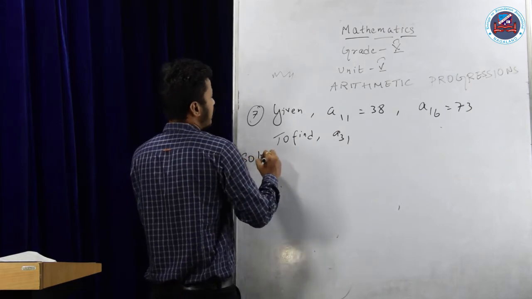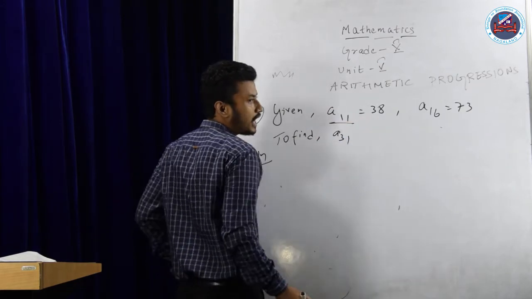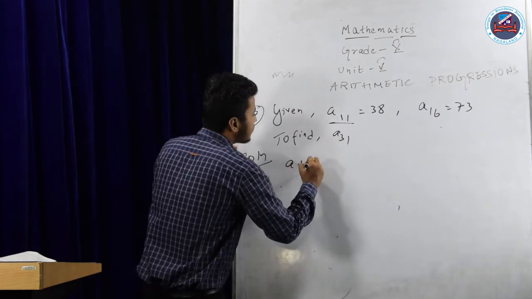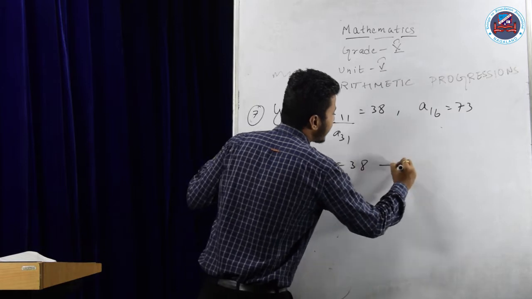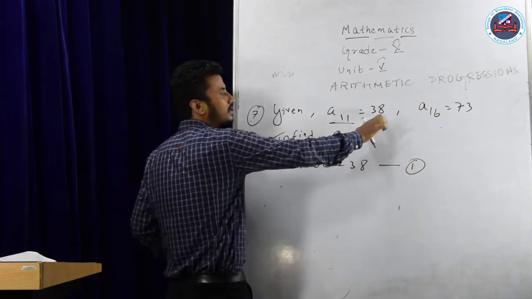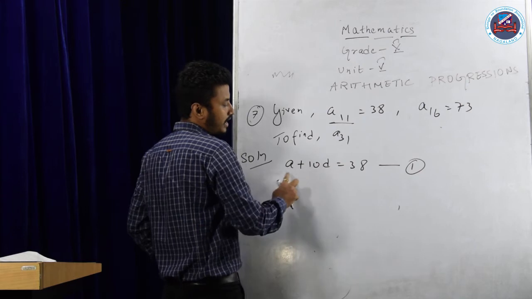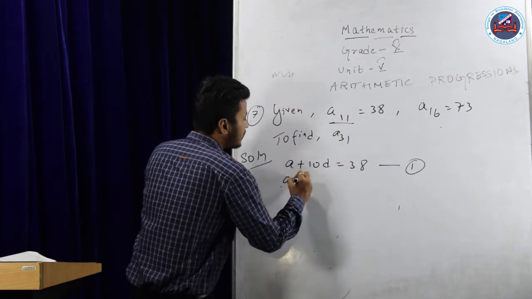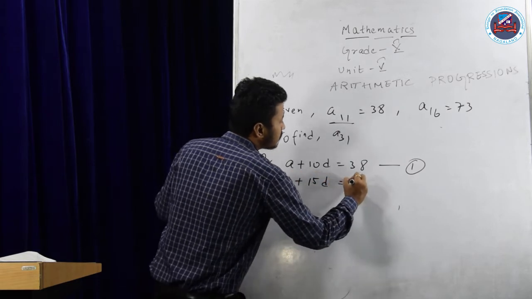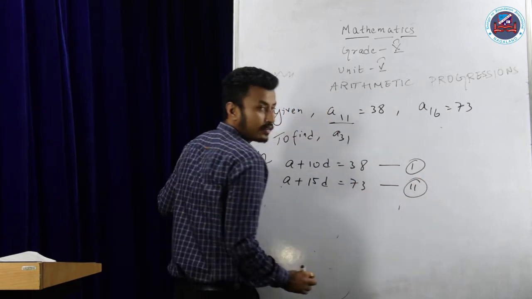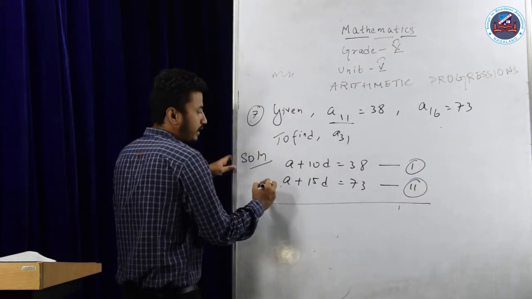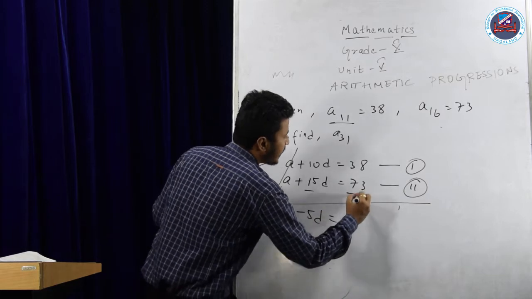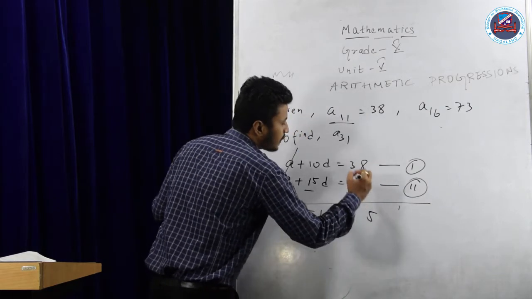Solution. A11 with the formula of an equals to a plus n minus 1 d, I can write down a plus 10d equals to 38. Can I write like this or not, guys? Please see. A11 is 38. In place of A11, I'm writing it as a plus 10d. Similarly, in place of A16, I can write it as a plus 15d equals to 73. Equation 2. Let me subtract both the equations. Minus, minus, minus. Cut. Minus 5d equals to minus 30 minus 8, 5, 6 minus 3, 3.